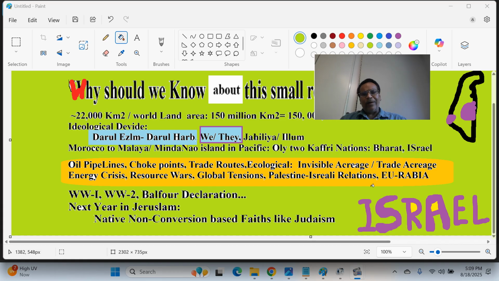In addition, modern economies and fossil fuel burning civilizations all depend upon oil and fossil fuel resources that are near this region: oil pipelines, choke points, trade routes, and the visible acreage or invisible acreage concept. I talked about resource wars and energy somewhere. This is Israel, and this is the West Bank, this is the East Bank, and this is the Gaza Strip, in broad terms.